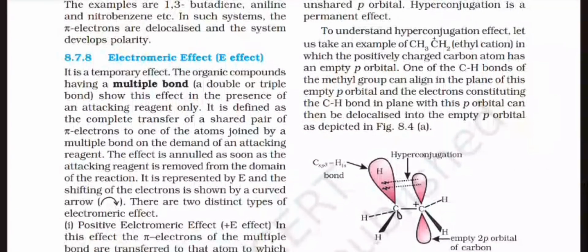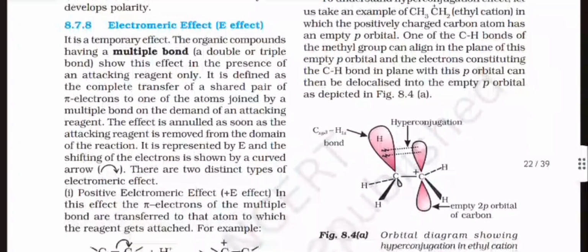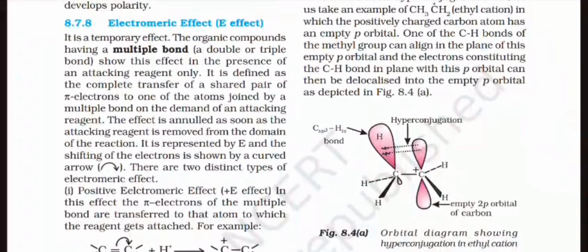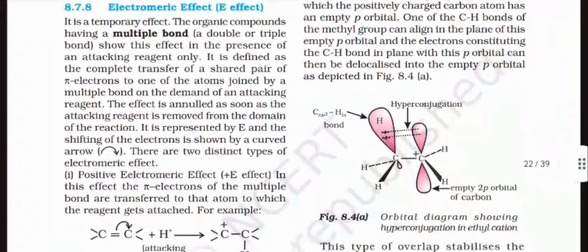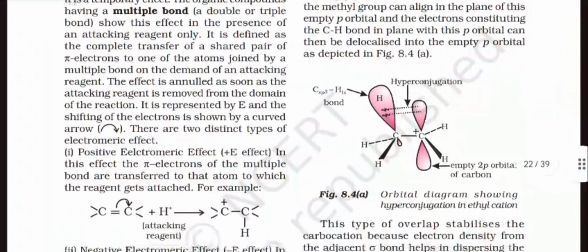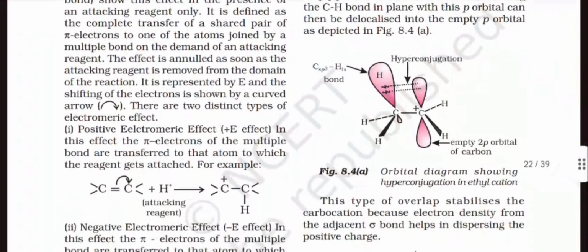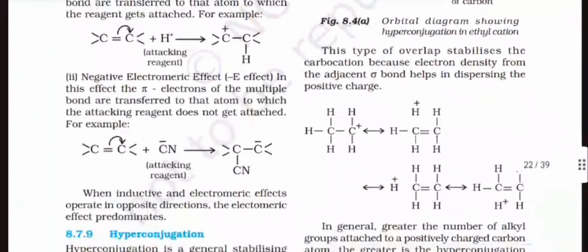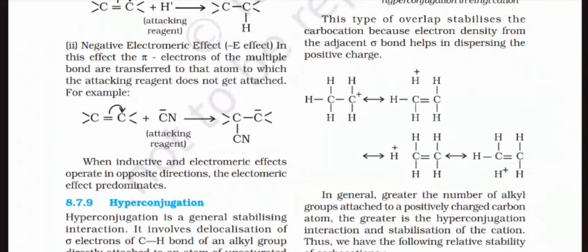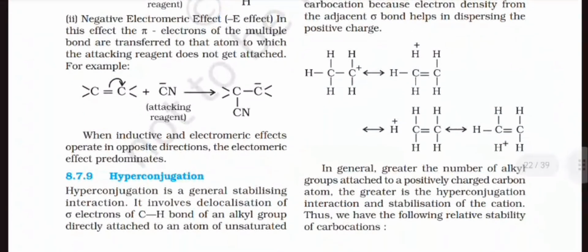Let us take an example of CH3CH2+, in which the positively charged carbon atom has an empty p orbital. One of the C-H bonds of the methyl group can align in the plane of the empty p orbital, and the electrons constituting the C-H bond in the plane with this p orbital can be delocalized into the empty p orbital. This type of overlap stabilizes the carbocation because electron density from the adjacent sigma bond helps in dispersing the positive charge.